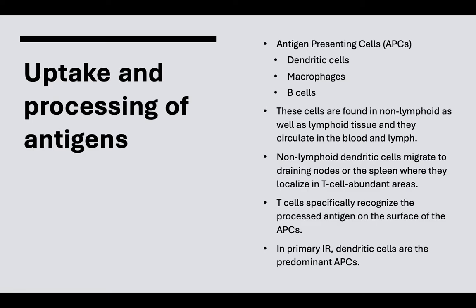These cells are found in non-lymphoid as well as lymphoid tissue, and they circulate in our blood as well as in our lymph fluid. As I mentioned, in primary immune response, dendritic cells are the primary actors. They migrate to lymph nodes, or they can also go to the spleen, where they will target or localize in T cell abundant areas.